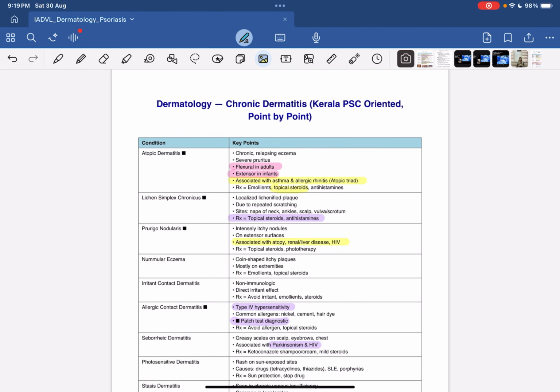These are the pictures. So coming to chronic dermatitis. Chronic dermatitis, there are various types of chronic dermatitis.